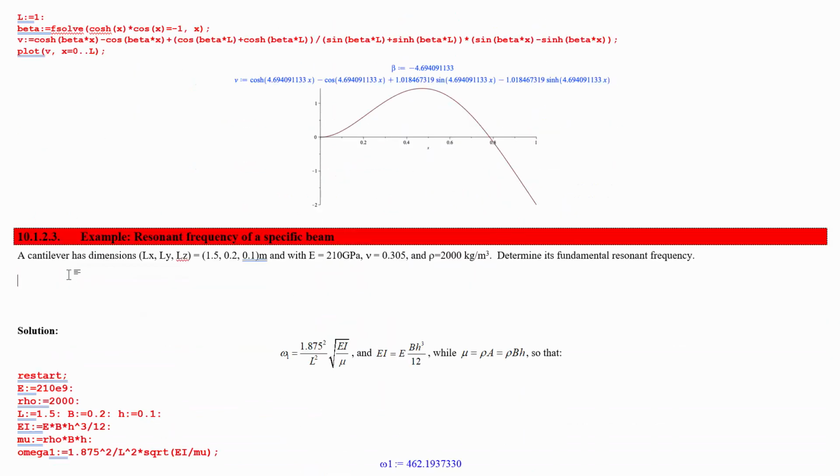Next up, suppose we have a specific set of dimensions: 1.5 meters long, 20 centimeters wide, 10 centimeters thick, and it's made of steel with these parameters and this density. Okay, so it's not steel. Steel would be about 4 times as dense as this, but otherwise it's like steel. Then figure out the fundamental resonant frequency.